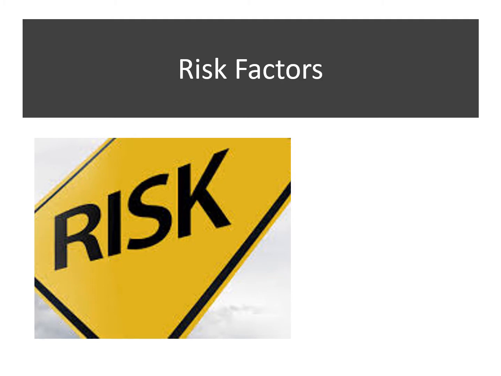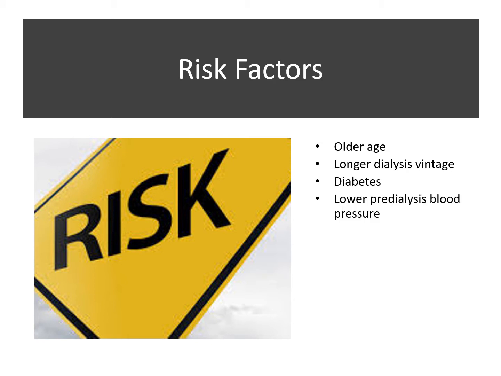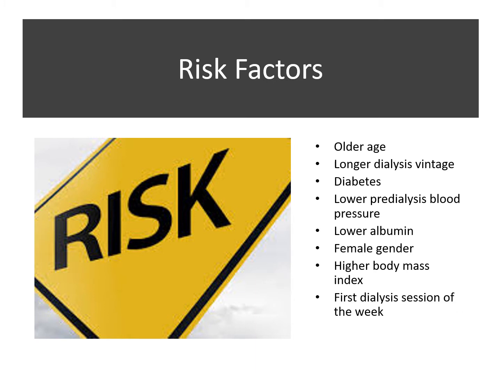There are multiple demographic risk factors that have been associated with low blood pressure during the dialysis treatment. These include older age, so above the age of 65, longer dialysis vintage, so people who have been on dialysis for a long period of time, the presence of diabetes, a low pre-dialysis systolic blood pressure, a low serum albumin. Women are more likely to have low blood pressure during dialysis, a higher body mass index, and the first dialysis session of the week. So the odds of hypotension occurring actually decrease over the course of the week, with the highest one being either a Monday or Tuesday, depending on your schedule.